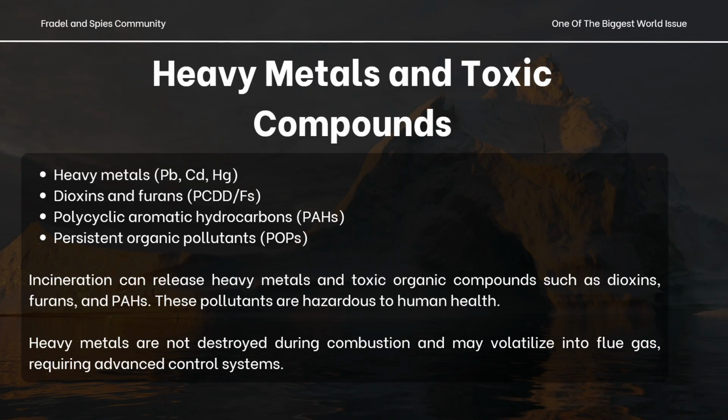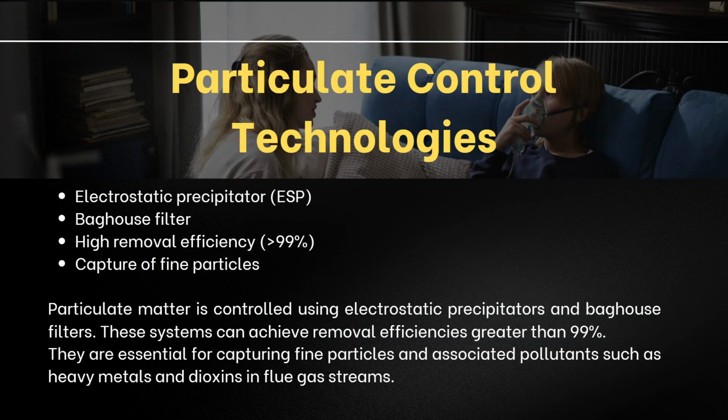Next, we jump into the heavy metal and toxic compounds. There are 4 points here. The first one is heavy metals such as Pb, Cd, and Hg, and next is dioxins and furans. The third one is polycyclic aromatic hydrocarbons. And the last one is persistent organic pollutants. Incineration can release heavy metals and toxic organic compounds such as dioxin, furan, and PAH. These pollutants are hazardous to human health. Heavy metals are not destroyed during combustion and may volatilize into the flue gas and require advanced control systems.